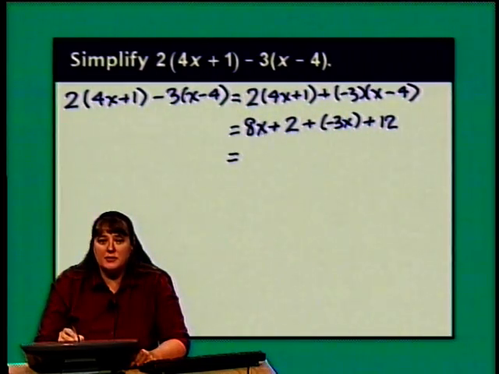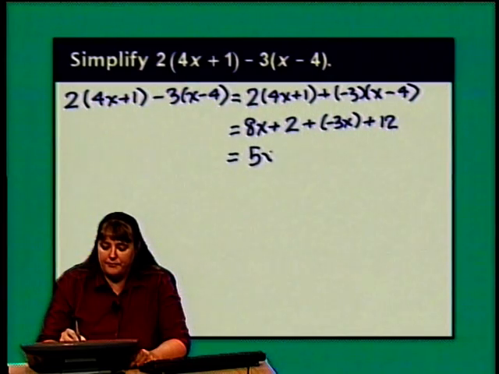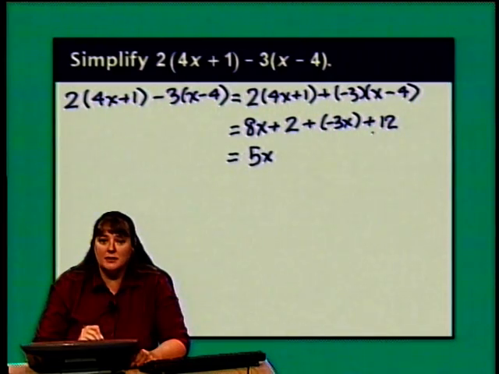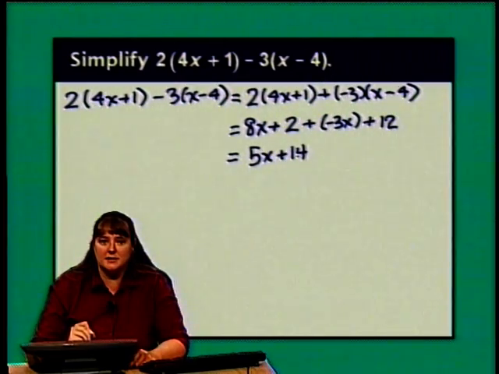Looking for my like terms, 8x and negative 3x are like terms. 8x plus negative 3x is 5x. 2 plus 12 is 14. So I have plus 14 as my constant.